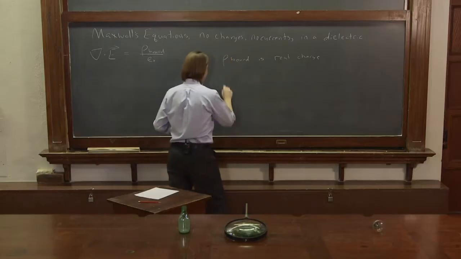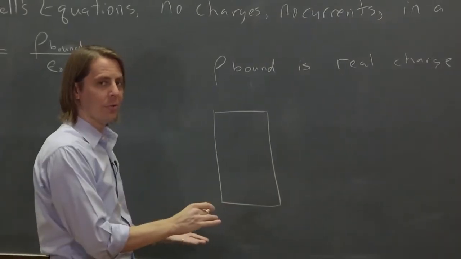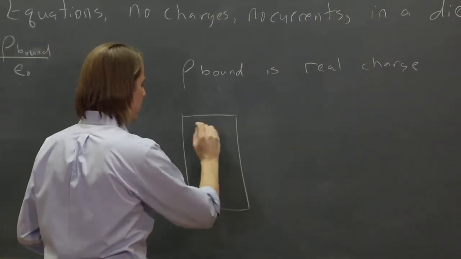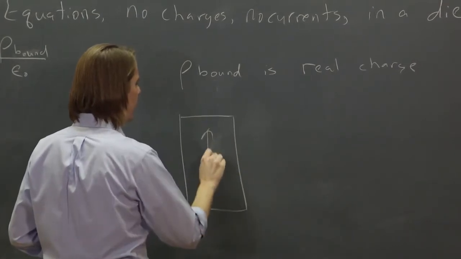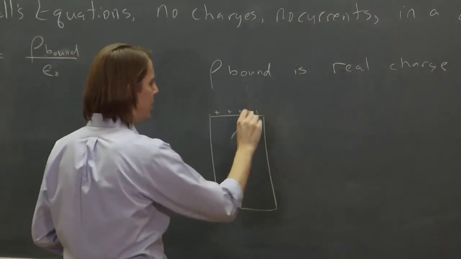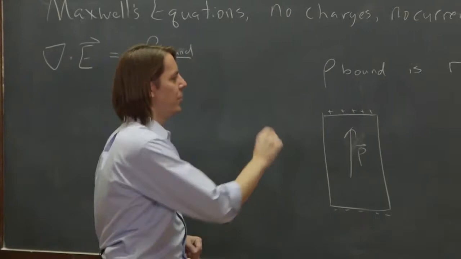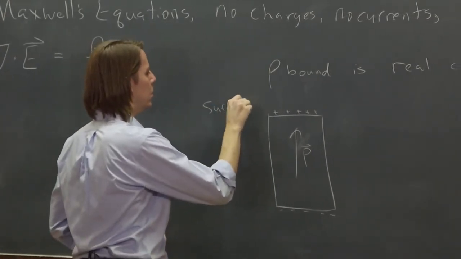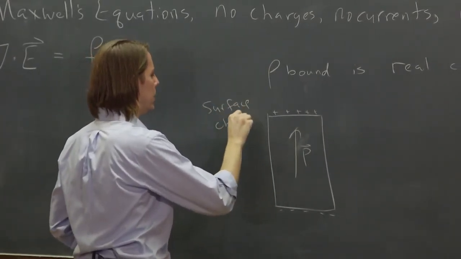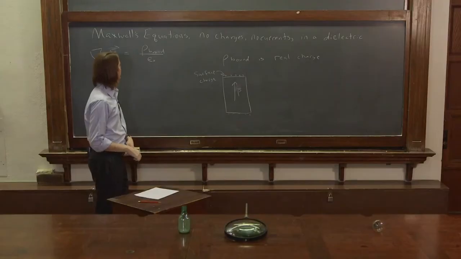Okay, so rho bound, and I want to stress that it is real charge. It's not some fake thing. So one way it's real, we already talked about. If you have a dielectric material and you apply an electric field and you polarize it, you push positive charge to the top, which leaves negative charge on the bottom. That's a real surface charge. It can really create fields, and you really have to keep up with it in Maxwell's equations.